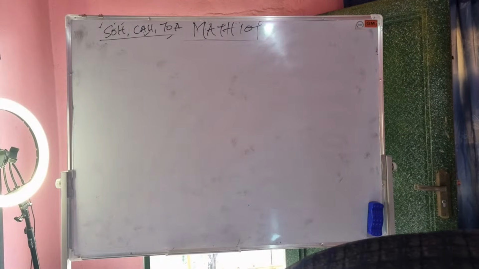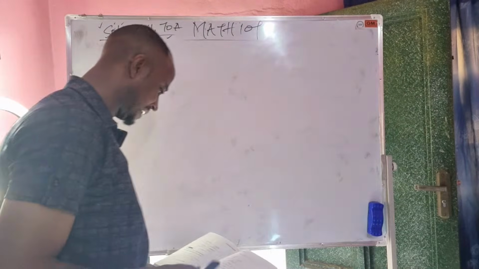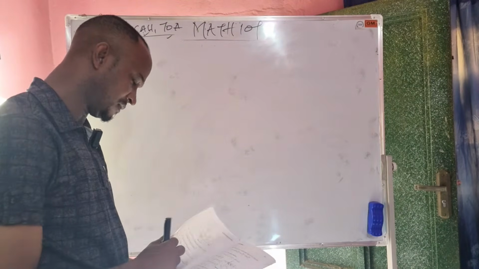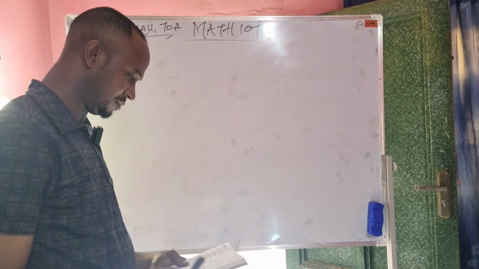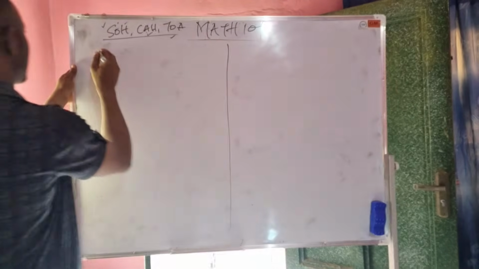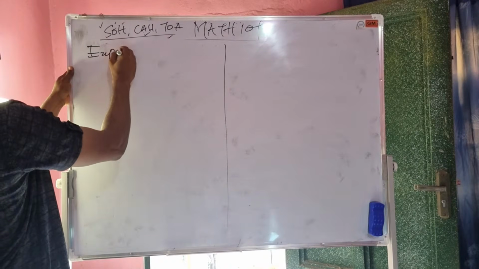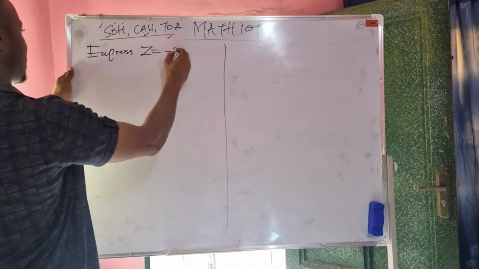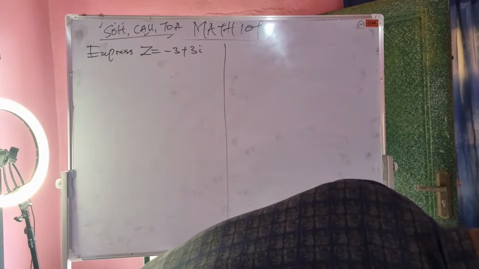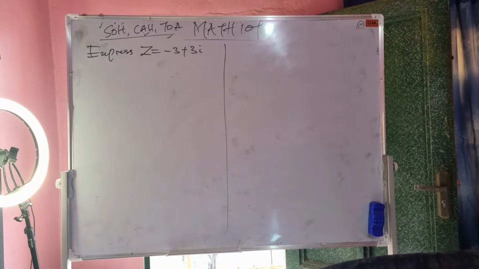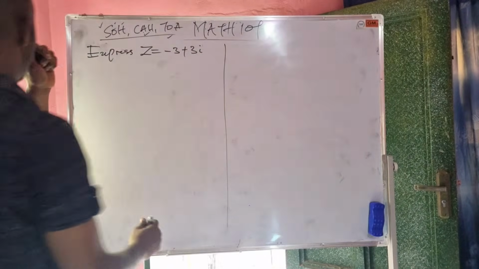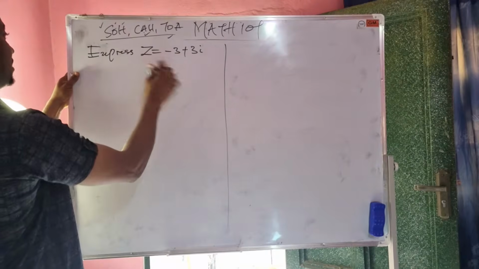Example 2. Let's look at another case where we have z equals minus 3 plus 3i. Express z equals minus 3 plus 3i in polar form. I want to be sure we are solving the right problem. Okay, let's solve this together. Look at this question. Yeah, we want to express this in polar form.